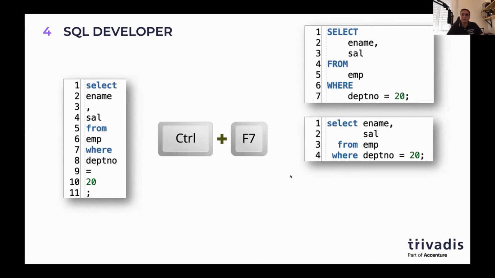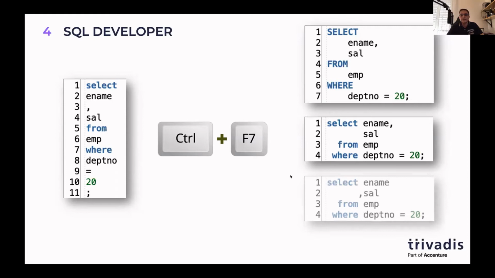And of course, if you don't like it, you can change the settings and say, I'd like to have leading commas, maybe with a space or without a space after a comma. You can configure that as well, and then the result looks like this.